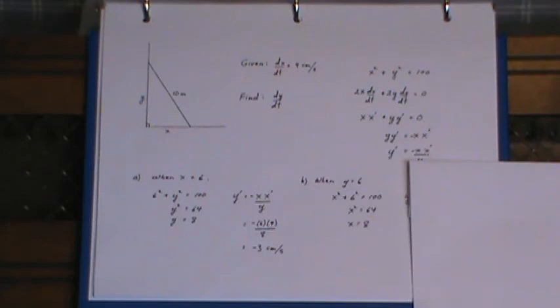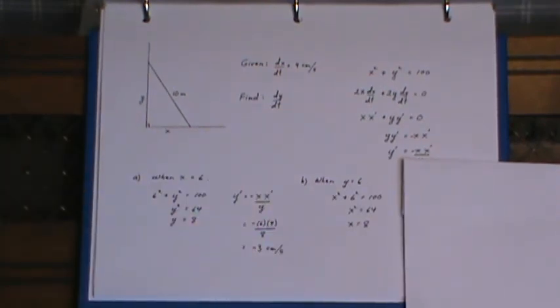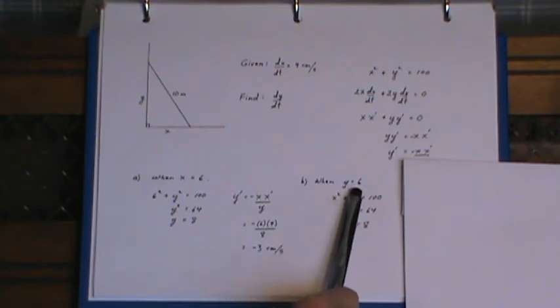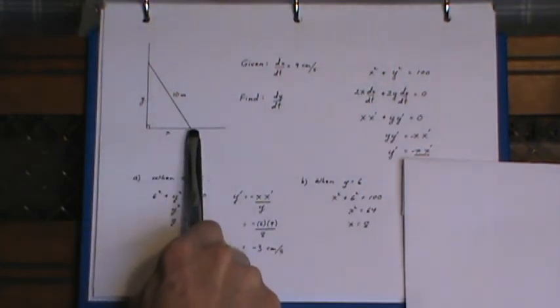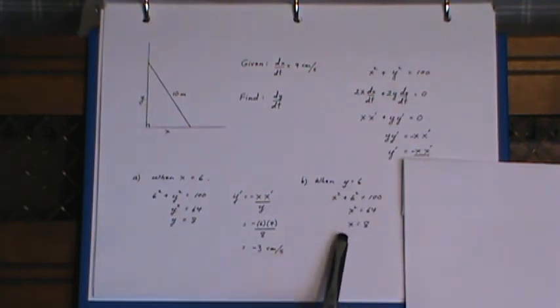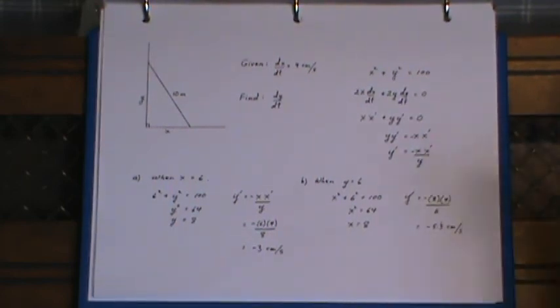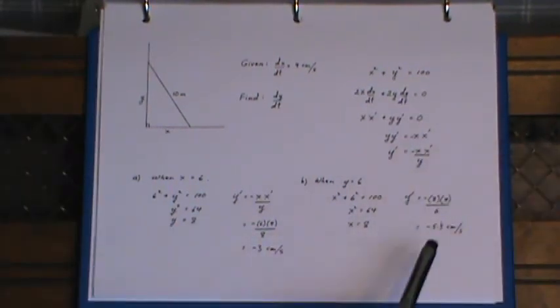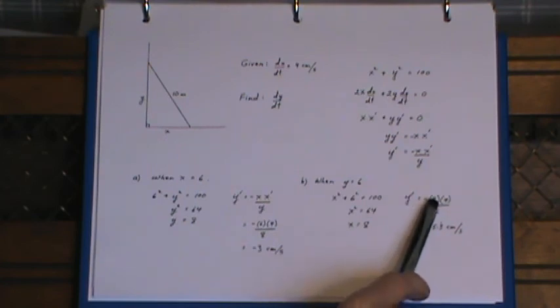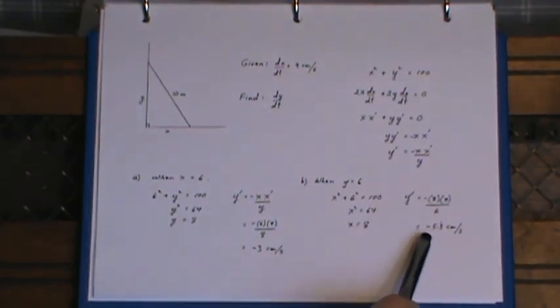Part B, very similar to what I did over here. I just said when the top of the ladder is 6 meters above the ground, then the 6 would go in for the y, and we'd be solving for the x. Again, it's a 6 and an 8. It's just that this time the 8 is in for the x, and the 6 is in for the y, and we get a different rate.